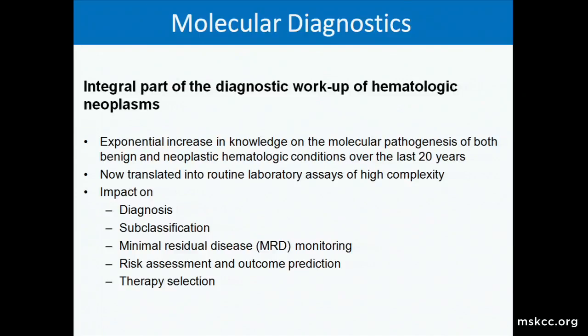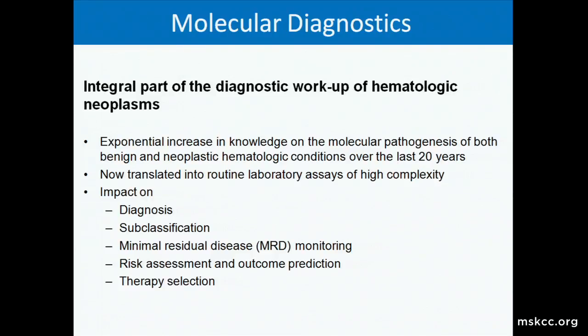There is an exponential increase in the knowledge on the molecular pathogenesis, not only of the neoplastic hematologic conditions, but also some of the benign, and over the past 20 years, this just has been growing and growing, so it's hard to keep up. These are now being translated into routine laboratory assays of very, very high complexity. So from a laboratory perspective, you really have to think on how to design your assays so that you can cover that need and also foresee what you're going to need in the near future.